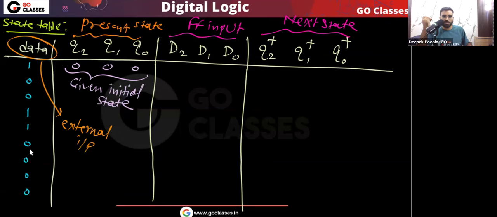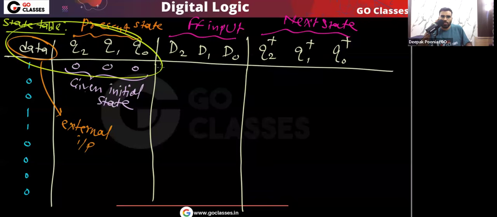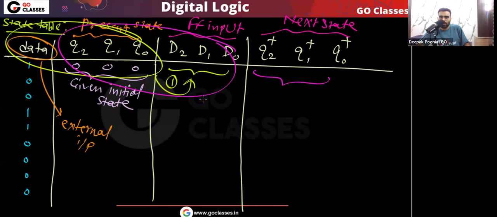Now tell me, what will be the computation sequence? The computation sequence will be that from these two we are going to calculate this flip flop input. This will be the first computation, yes or no? And what will be the next computation? The next computation will be that from these two we will calculate the next state. So this is the computation sequence. I hope you understood. Now let's see.